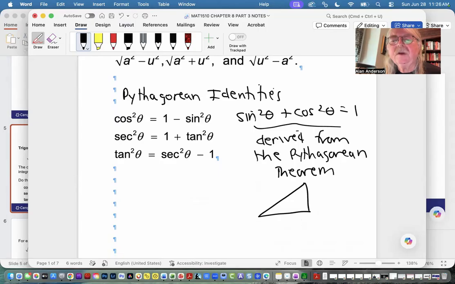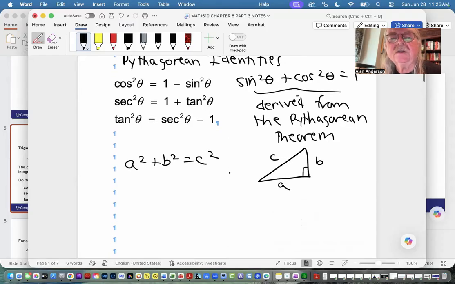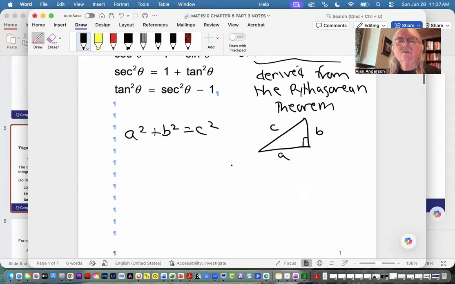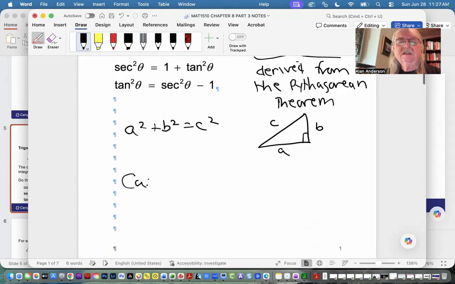If we let, for a right triangle, the two sides be a and b, and of course, c is the hypotenuse. Yes, this is something you never forget. All right. Anyway, so let's take a look at an example of what we're supposed to do with these three cases. We'll start with radical a squared minus u squared.